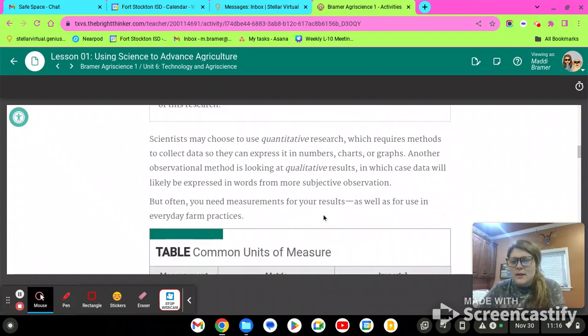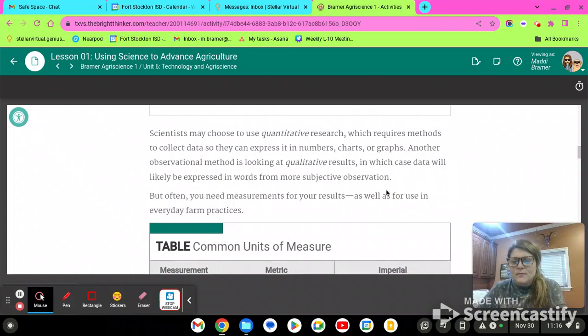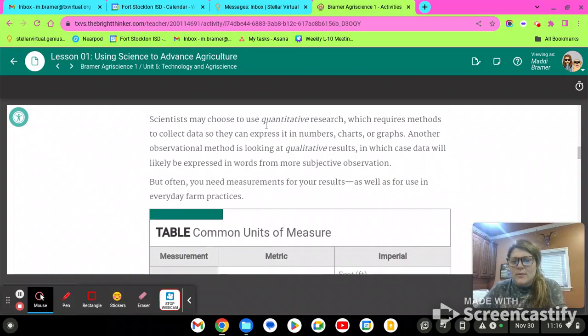So there's two types of research. There's quantitative and qualitative. Quantitative is going to require to collect data so you can express it in numbers, charts, or graphs. So it's very concrete. Another one is qualitative, and that's where it's more on words, subjective. So those are the two types. A good way to remember that is quantitative. Quantity is usually in numbers. That's a good way to remember that data is in numbers. And qualitative, quality people, talking, sentences. So you can remember that one's expressed in words.